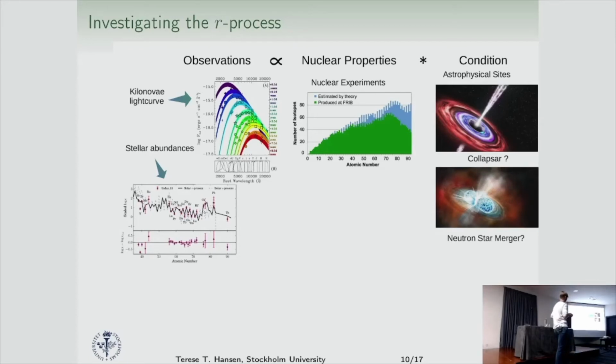But what we can do is stellar abundances. What you see down here is the absolute abundances as a function of atomic number for one of these R process enhanced stars. All the magenta points in this plot are measured. The solid line is the solar R process abundance pattern. But we need more of these to get more information.